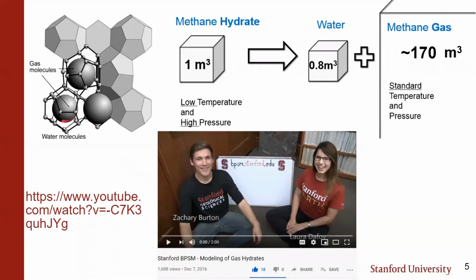Here you can see that it is a gas molecule trapped in a water crystal lattice. And what's interesting is that 1 cubic meter of methane hydrate is found at low temperature, high pressure conditions, such as the ocean marine environment, as we saw, as well as permafrost, but here we focus on the marine gas hydrates. When these methane hydrates are brought to standard temperature and pressure conditions at the surface, it becomes a little less than a cubic meter of water and about 170 meters of methane gas.